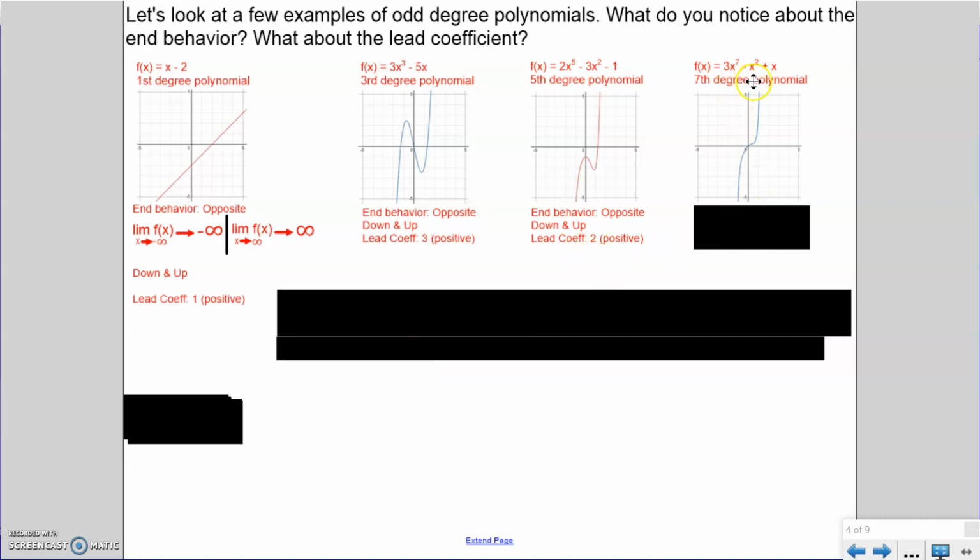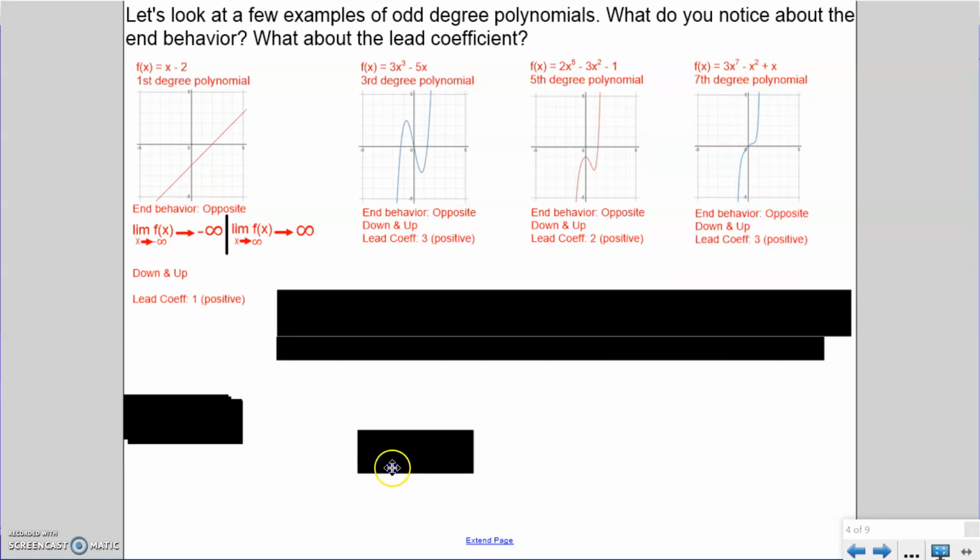Then 3x to the 7th minus x squared plus x, 7th degree polynomial. Left side's down, right side's up. So opposite, down and up. Leading coefficient is 3, positive.